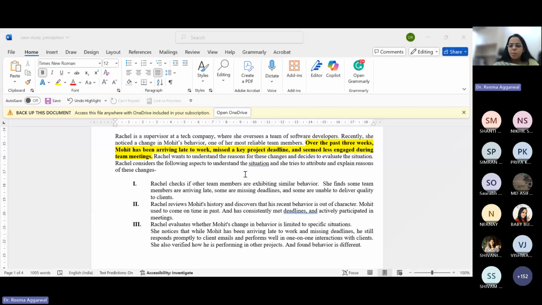Cognitive means knowledge, जो आपके mind में है. एक cognitive process है through which an individual is going to attribute reasons to the behavior. So you need the behavior, and then there are three components which explain how this behavior will be attributed. First is consensus, then consistency, last is distinctiveness. I hope this topic is clear.